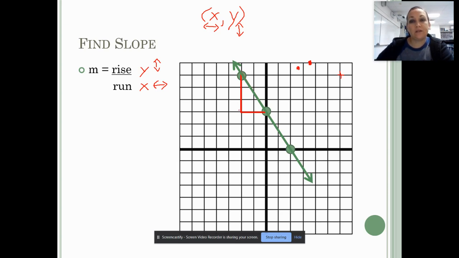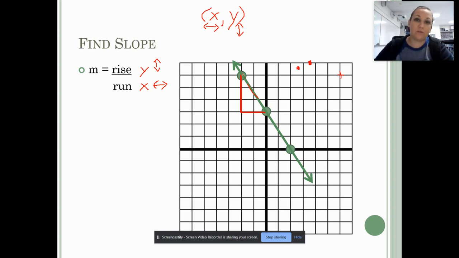When you're done doing this, you've created a right triangle with your line. So we have straight up and down and straight to the left or right, and then the line creates the hypotenuse of your right triangle. Next, we need to count our rise and our run. When you're counting how many boxes you went when you rose and when you ran.